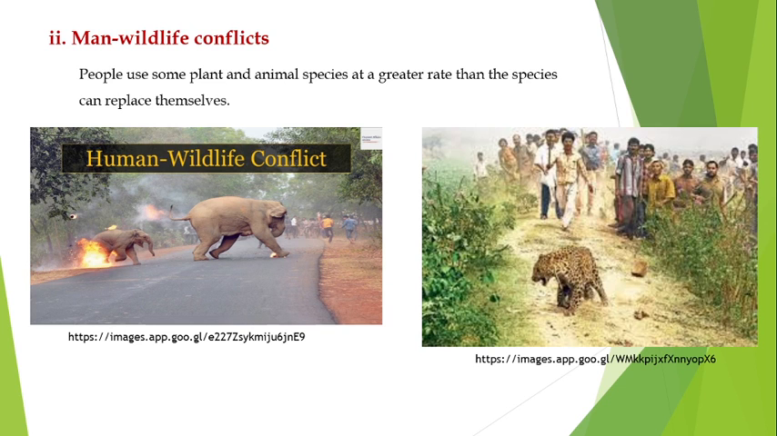In the case of threats to biodiversity, man-wildlife conflict is a very important thing. People use some plant and animal species at a greater rate than the species can replace themselves. These pictures show that there is a human-wildlife conflict. That picture also shows a conflict between man and wildlife.